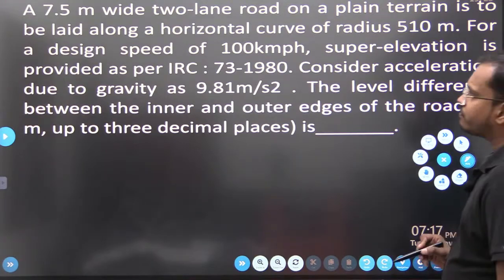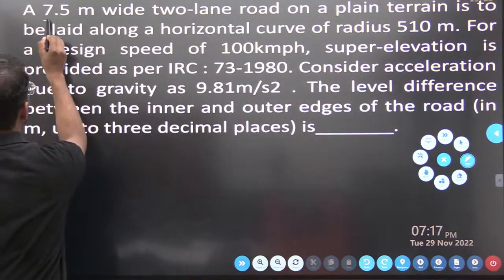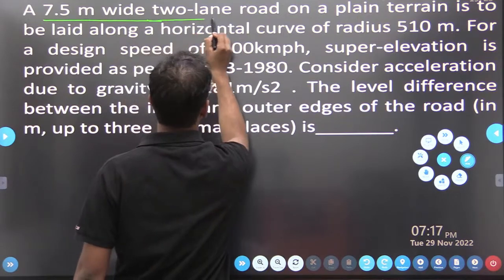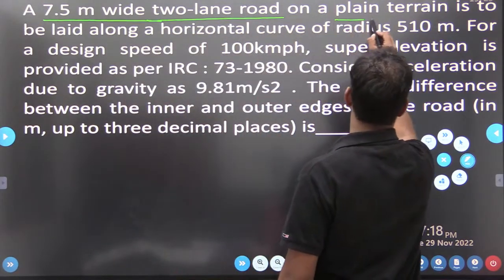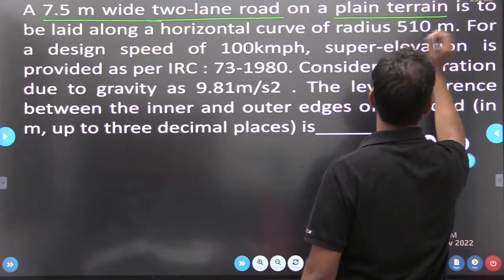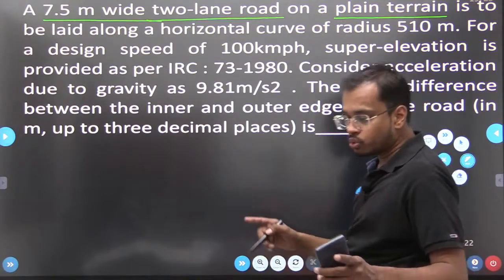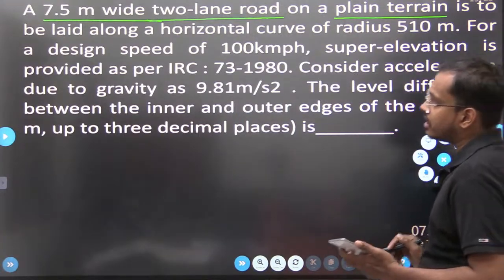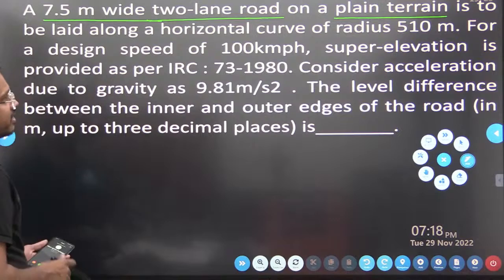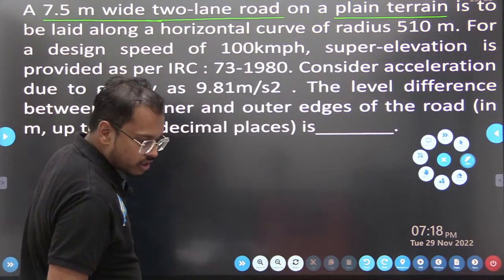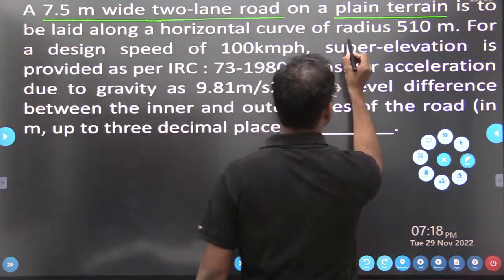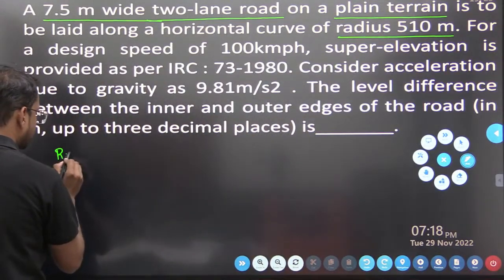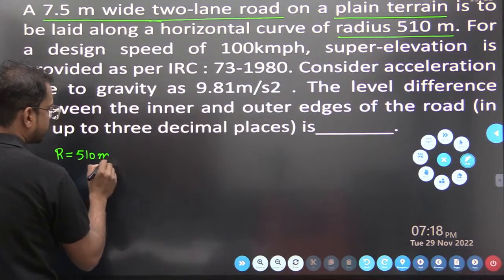The problem is a 7.5 meter wide two-lane road on a plain terrain. A 7.5 meter wide road on a plain terrain is to be laid along a horizontal curve of radius 510 meter. The radius is given in the question, and the value of radius is 510 meter.